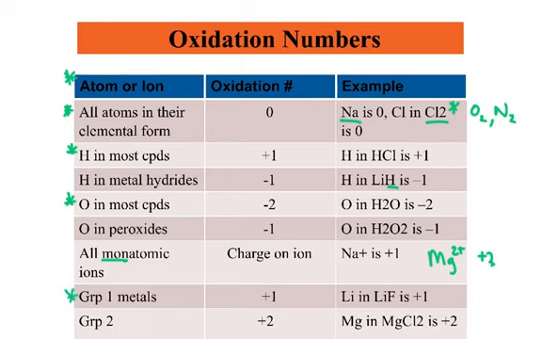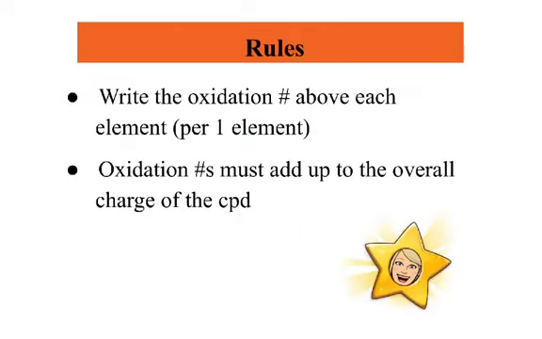Group 1 metals are going to be a +1. Again, when we're doing the crossover rule, that's how we do them anyway, so that's pretty easy. And then group 2 are going to be 2+. Again, pretty easy because that's how we would do them for crossover anyways. So we're going to use those oxidation numbers to figure out oxidation numbers we don't know. So here are the rules.